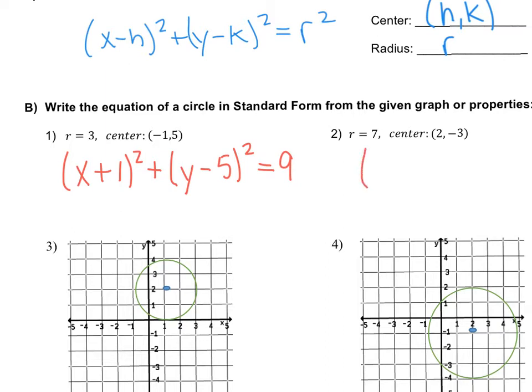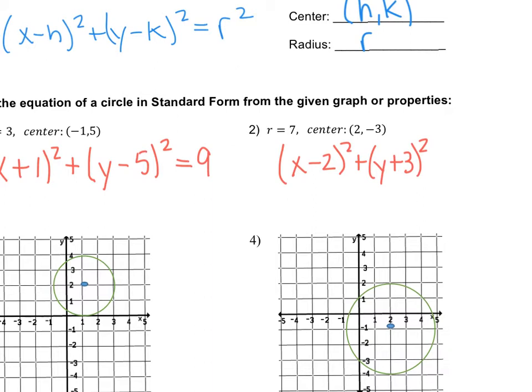So the next one, we have a center at 2, -3, and a radius of 7. So x minus 2 squared plus y plus 3 squared, and that equals my radius squared, which 7 squared is 49. That's it. Now we're going to work our way backwards.